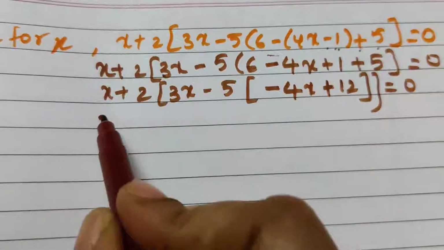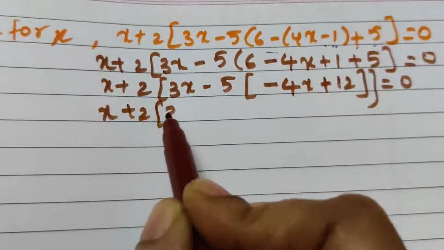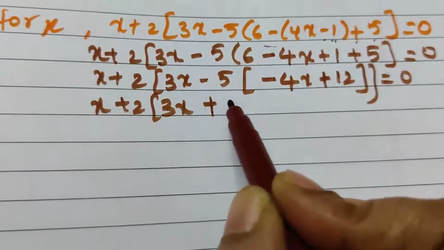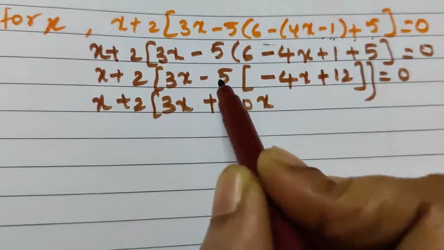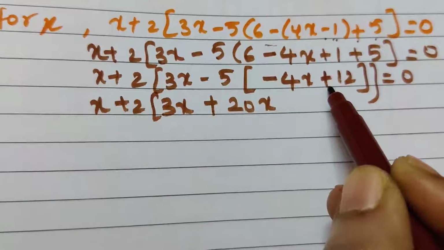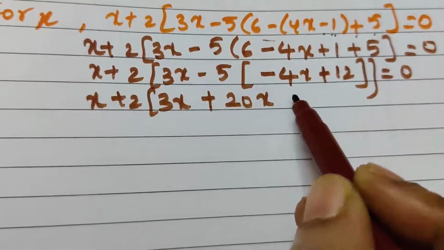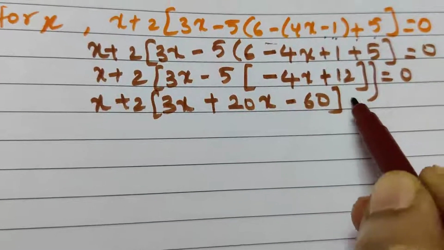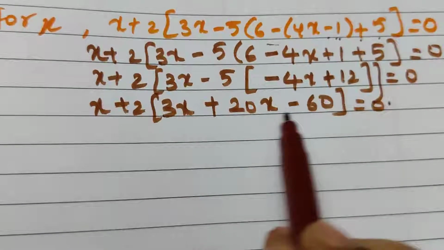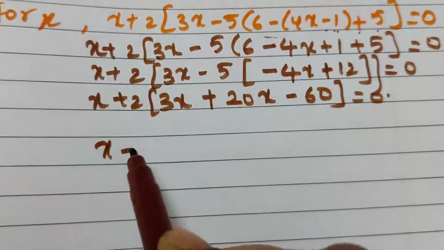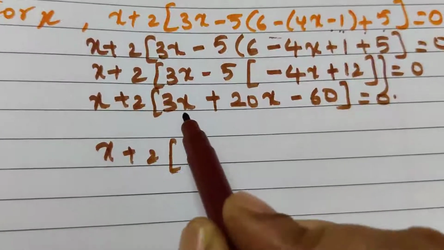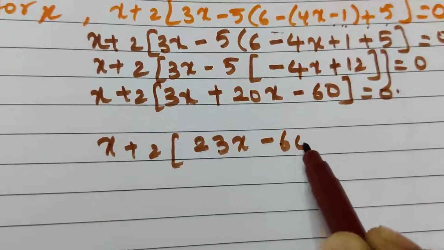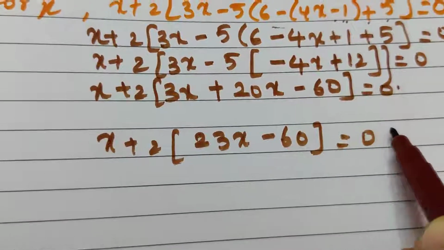We'll solve this now. x plus 2, 3x. So minus 5 into minus 4x will be plus 20x. Minus 5 into plus 12 will be 5 twelves are 60. Minus into plus is minus. So this is done. Alright. Now again solve this. So x plus 2, 3x plus 20x will be 23x minus 60 is equal to 0.